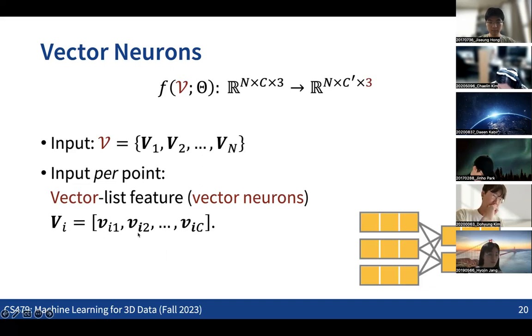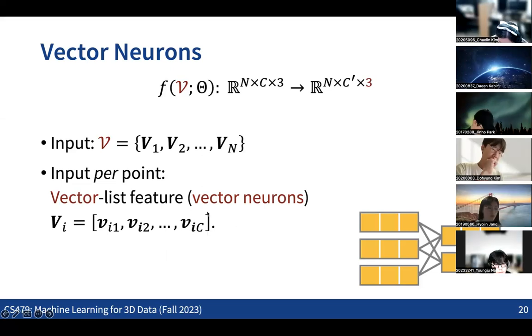So this is kind of the way that we are seeing the features of the point. Does it make sense? So in PointNet, what we had as the feature was a C-dimensional vector, right? And we could consider that as having C number of scalar values. So we have a list of scalar values, C of them as the input, and also C prime number of scalar values as the output.